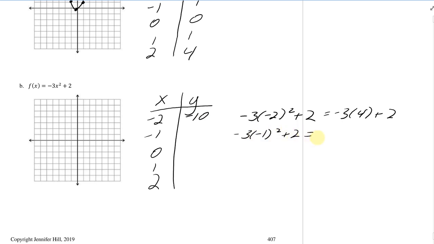Let's see, I'll do that again for -1. So this will become -3 times +1 plus 2 by the order of operations. So this will be -3 plus 2. So this will equal -1. At 0, this will be 2. And then I guess at 1 and 2, these will actually be the same values. Okay, so there's kind of everything that goes with this.